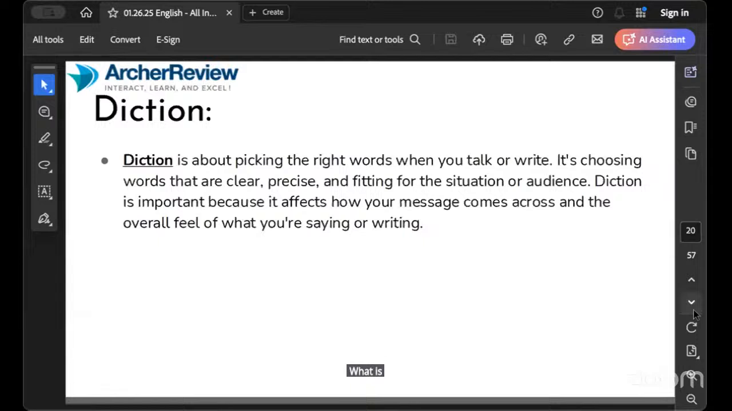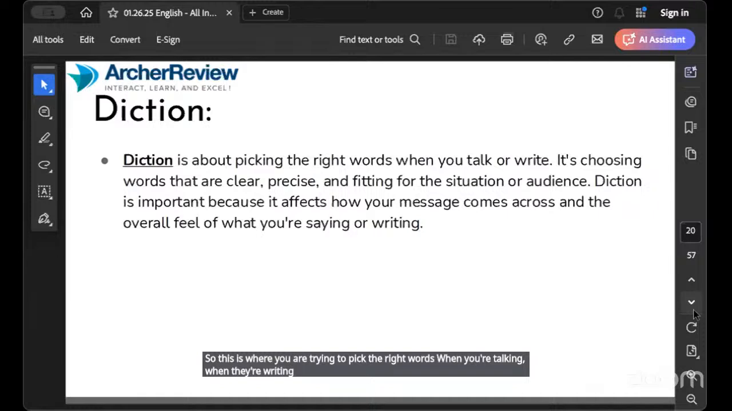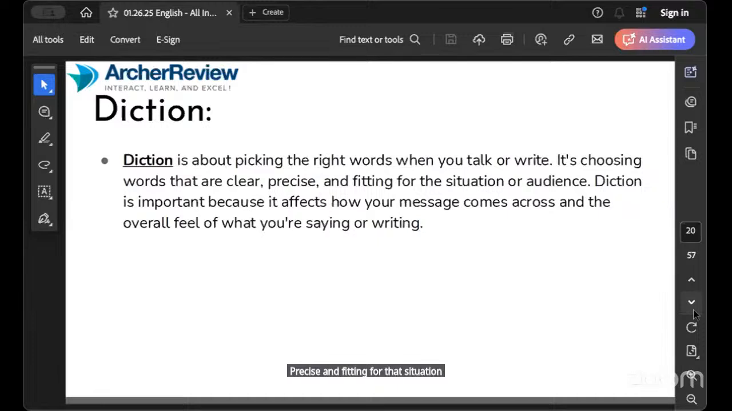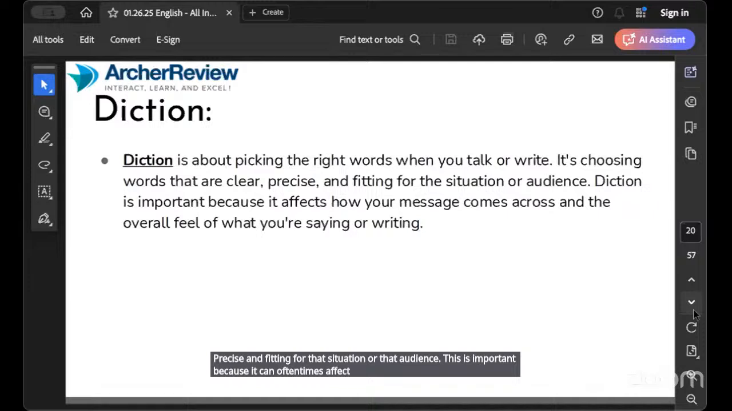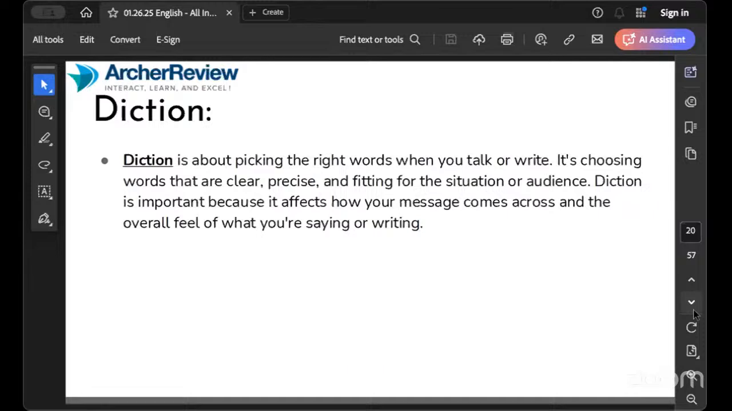Well, I'm so glad you asked. This is where you are trying to pick the right words when you're talking or writing. Are they expressing the right words needed for that sentence? You want to look for words that are clear, precise, and fitting for that situation or that audience. This is important because it can affect how the message is perceived, how it comes across, and ultimately the overall vibe of the sentence, if you want to think of it that way.